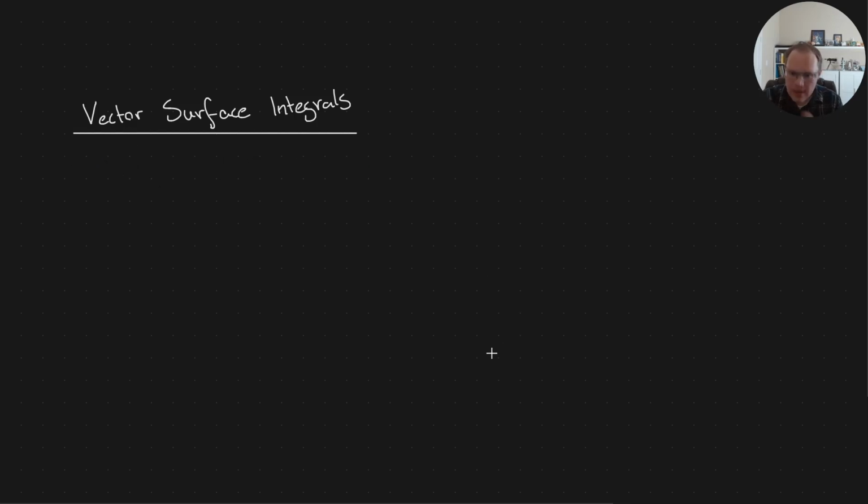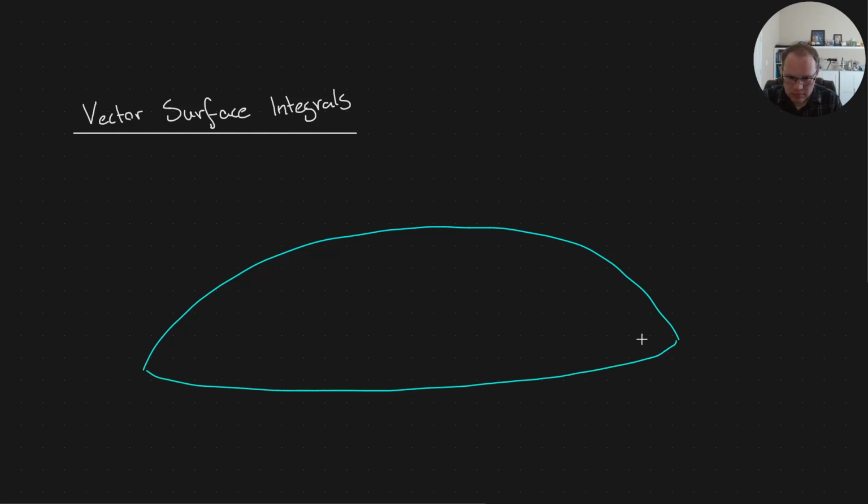Next, let's talk about vector surface integrals. Surface integrals over a vector field. Okay, now the idea here is that we have some surface, and it lives inside some vector field, right? What we want to do is find the flux of the vector field through the surface. How much is the vector field flowing through the surface?